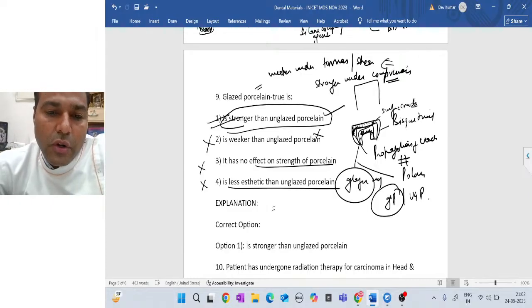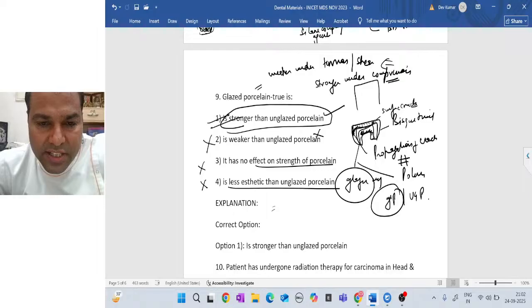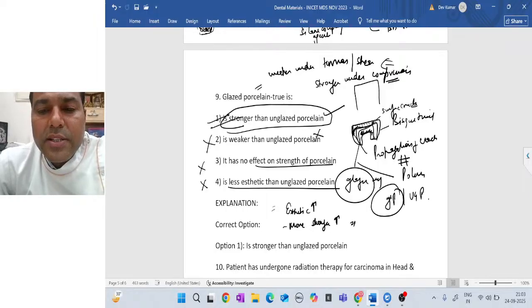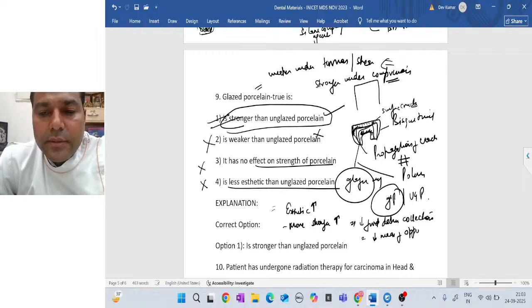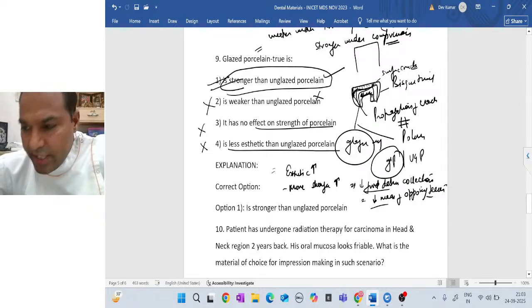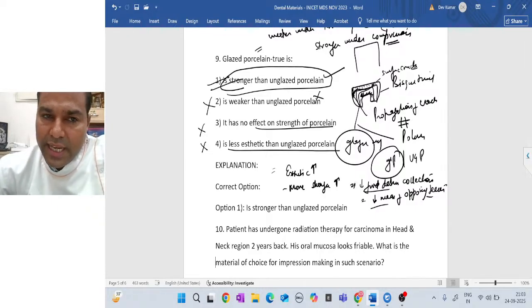Okay, now when we talk about the glazing, तो glazing के advantage क्या है? It will become more aesthetic for sure, more stronger, yes, then food debris, less food debris collection, then reduced wear of the opposing teeth. एस्थेटिक भी है, सारी चीज़ें हैं, ठीक है, and it has a reduced wear of the opposing teeth. Now we should also talk about what are the types of glazing.